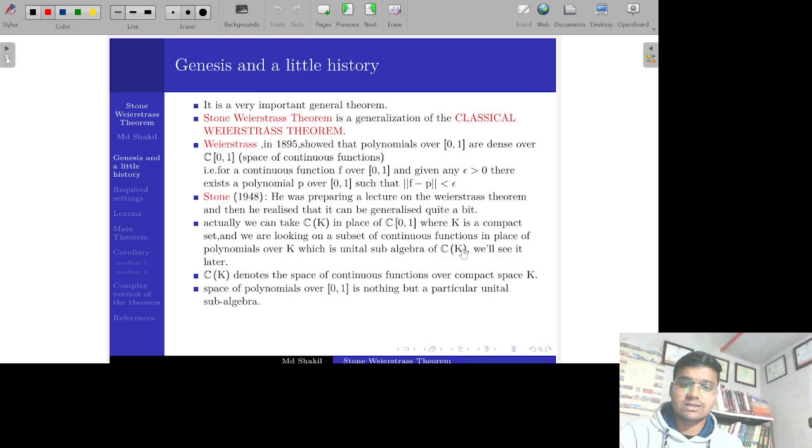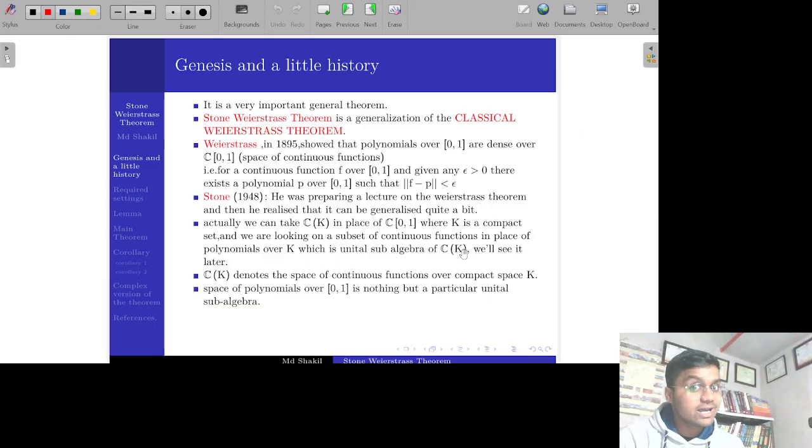So in the classical Weierstrass theorem, Weierstrass showed that you pick any element from C[0,1], it means you pick any continuous function from the closed interval 0 to 1 and any epsilon greater than 0, you will find a polynomial in that epsilon neighborhood. It means the polynomials are also continuous functions. So the set of polynomials is a subset of C[0,1]. So the set of polynomials is dense. A subset of C[0,1] is dense in C[0,1].